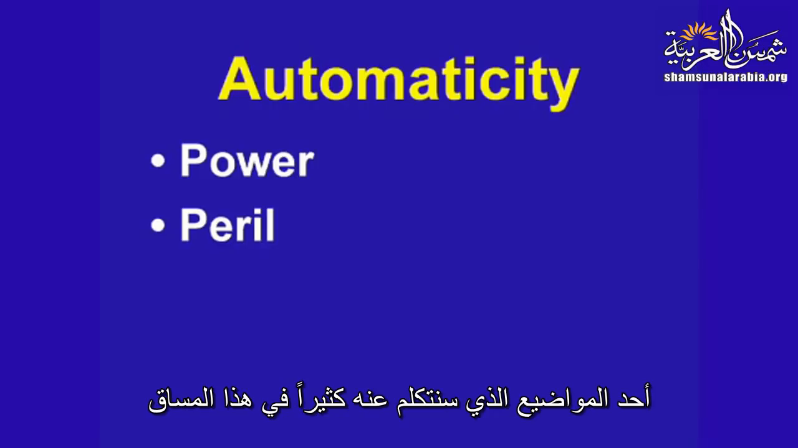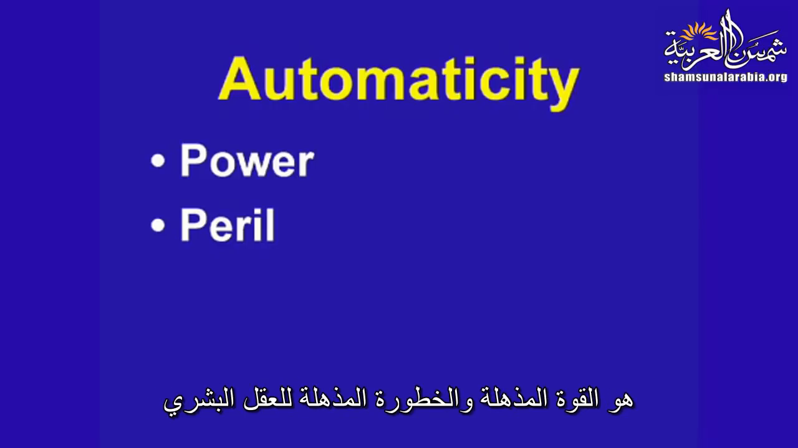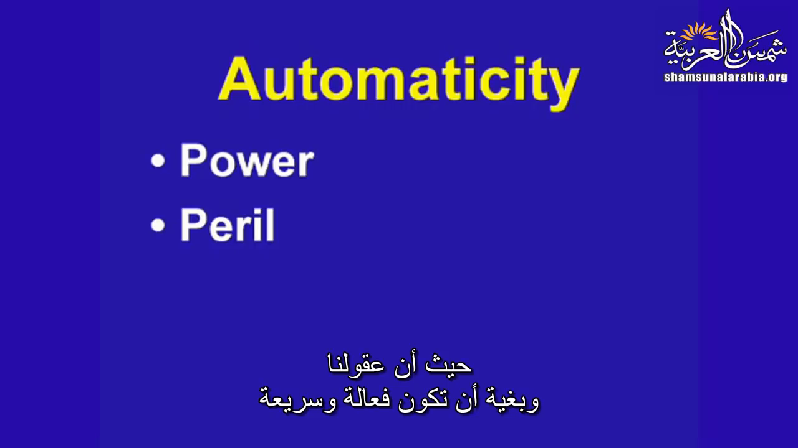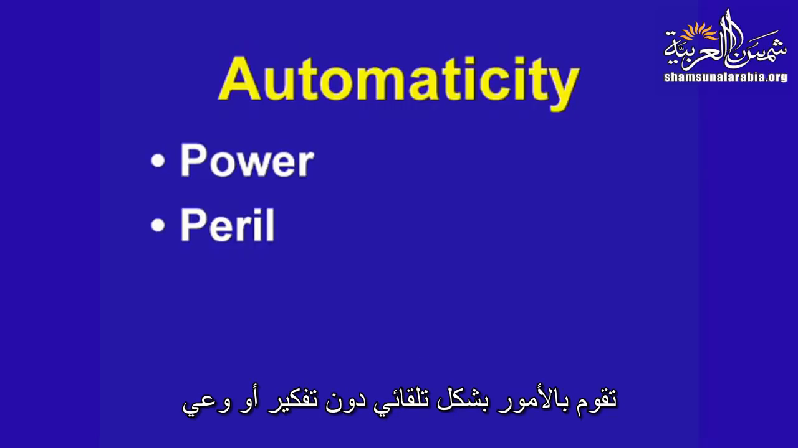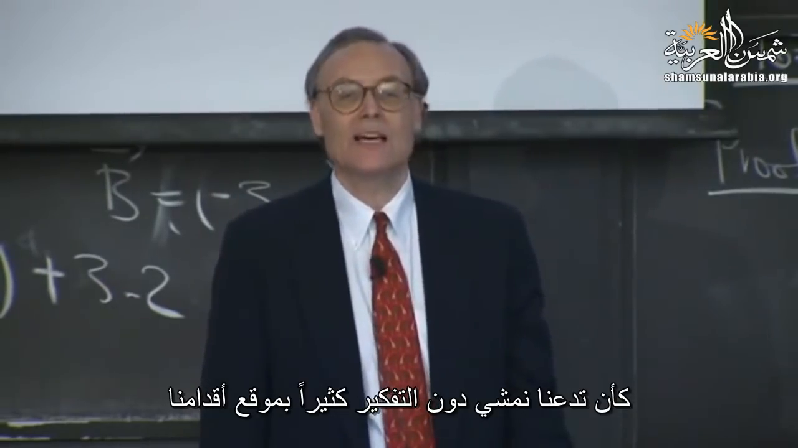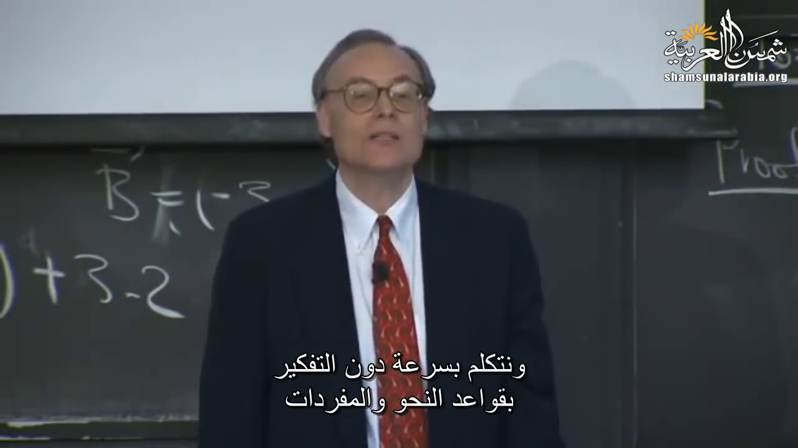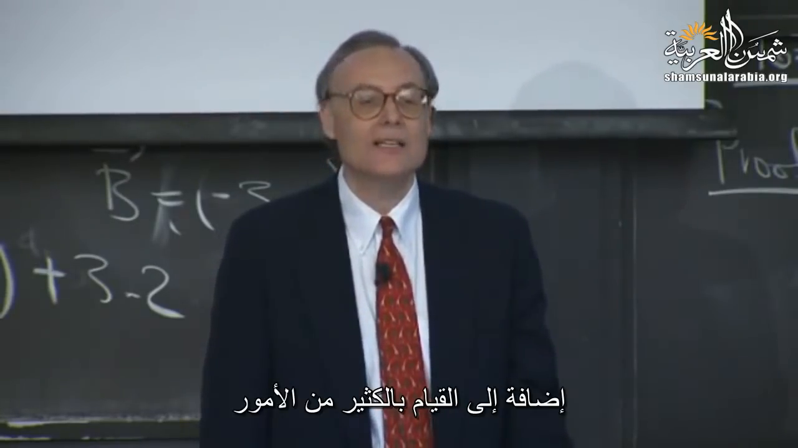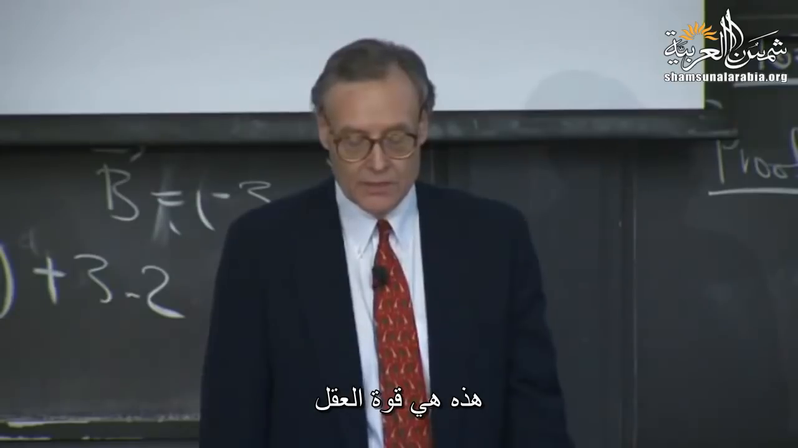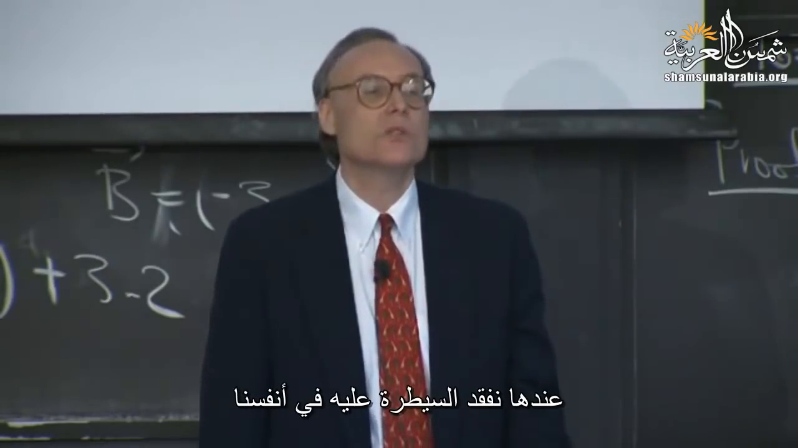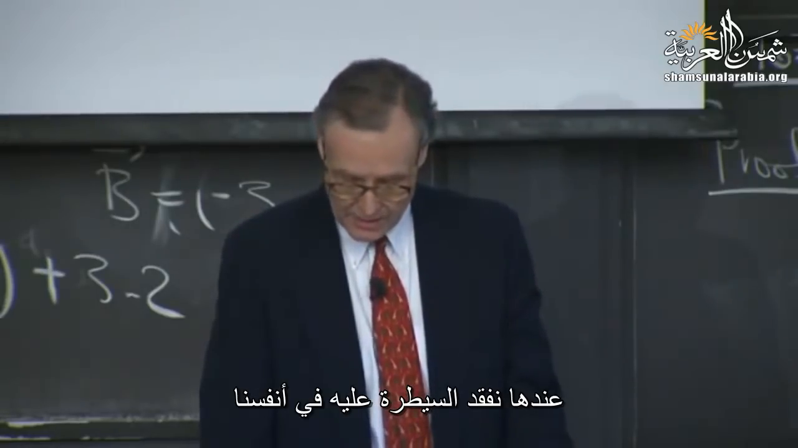So one of the themes we'll talk about a lot in the course is both an amazing power of the human mind and an amazing peril of the human mind, and it's what psychologists call automaticity. It's that our mind, in order to be efficient and quick, does things automatically, without thought, without consciousness. It lets us walk without thinking a lot about where our feet are. It lets us speak quickly without thinking about the syntax or the vocabulary, right? It lets us do a lot of things. But that's the power of it. The peril is, once something becomes automatic, we lose control of it within ourselves.